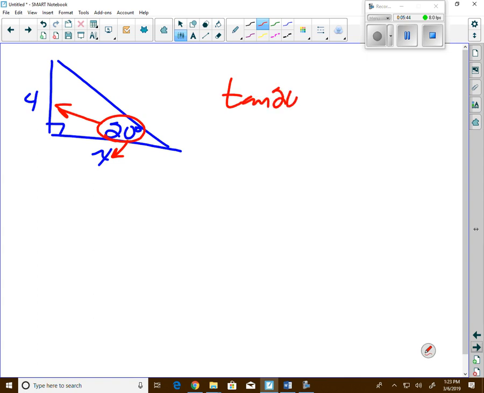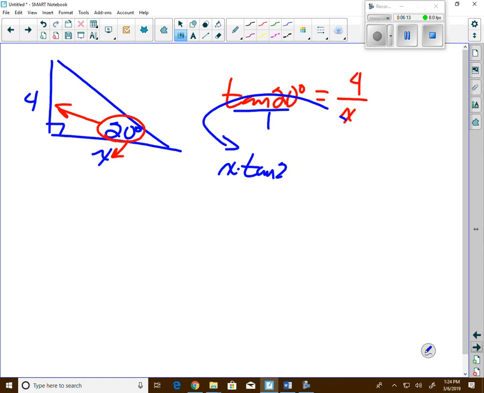So the tangent of 20 degrees is opposite 4 over adjacent x. So here, James, is where you can't just do that shortcut. And so here we put this over 1, we cross multiply, we got a little bit more algebra to do here. So we get x times the tangent of 20 degrees equals 4.